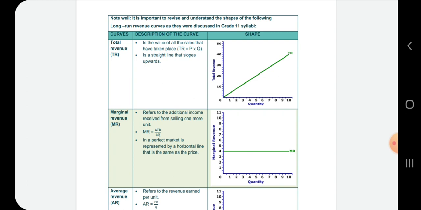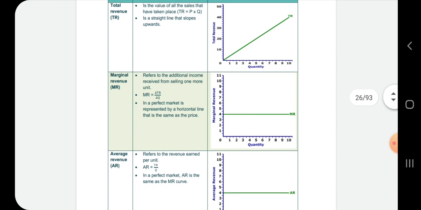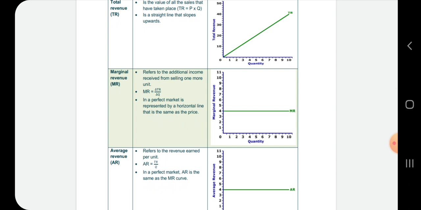Your total revenue is quantity times price, or price times quantity, and you divide that by quantity as well. In a perfect market, it is represented by a horizontal line that is the same as the price. So marginal revenue remains the same. It's a straight line. So we can say it's at 4, regardless of how many quantities there are.